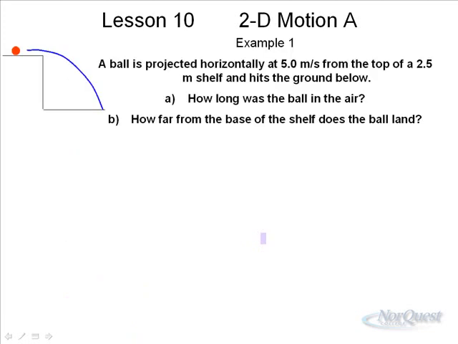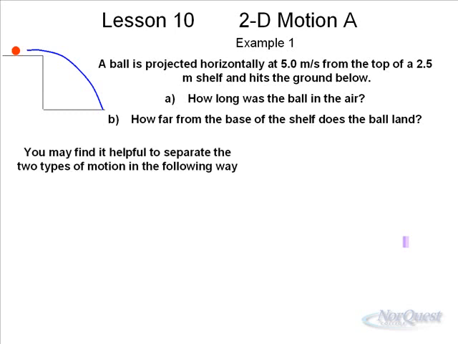So the first example question: a ball is projected horizontally at 5 meters per second from the top of a 2.5 meter shelf and hits the ground below. The two questions we would ask are, how long was the ball in the air? The reason we want to know how long the ball is in the air is so that we can figure out how far from the base of the shelf the ball lands.